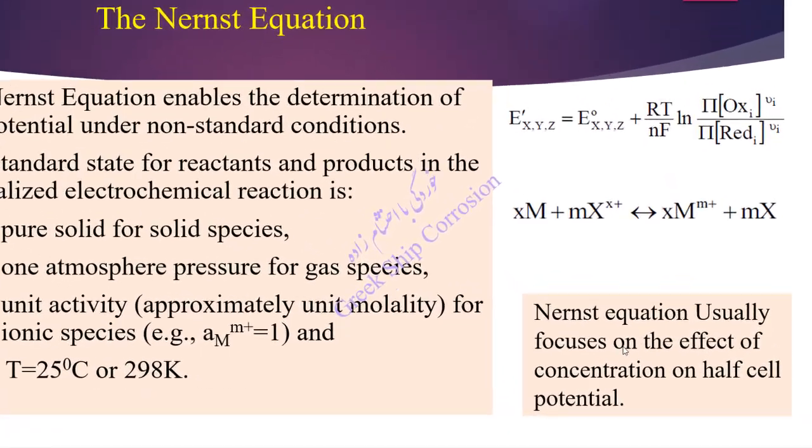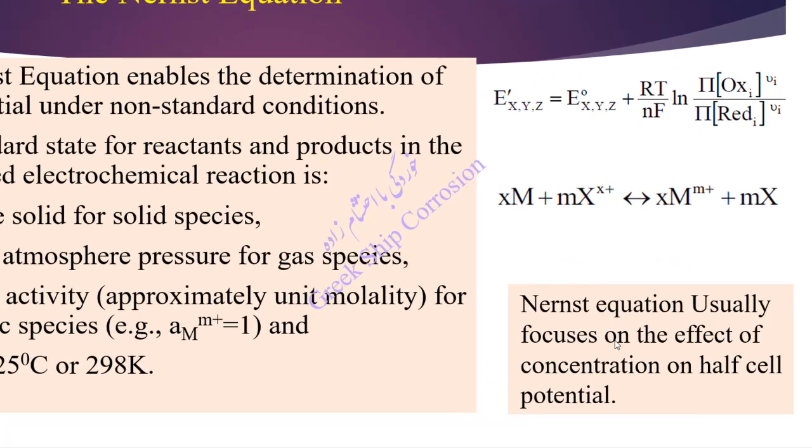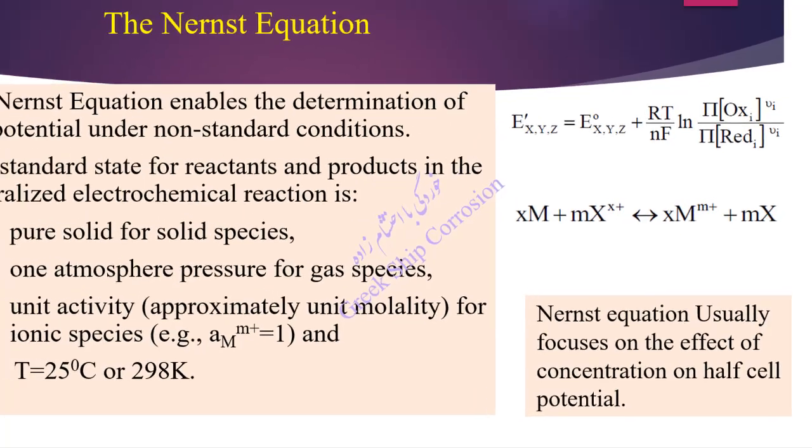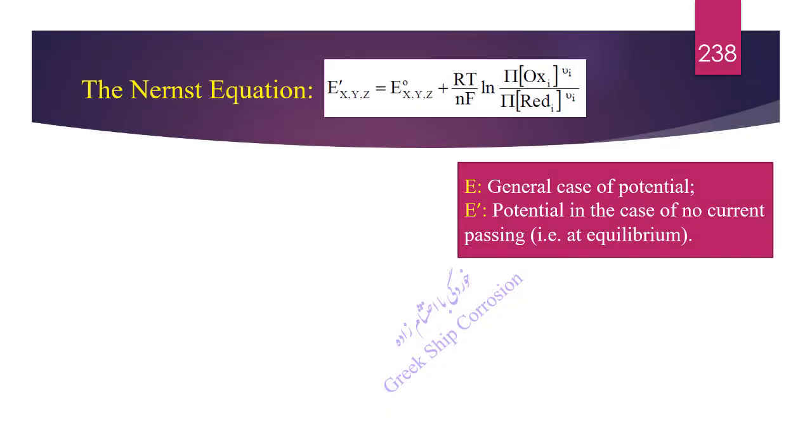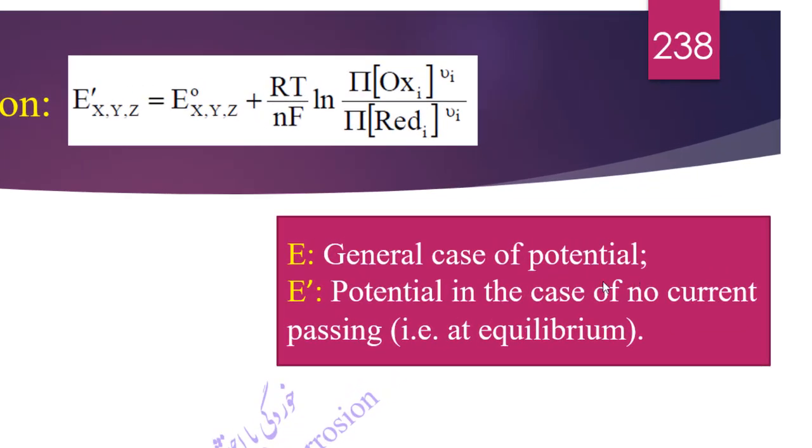The Nernst equation usually focuses on the effect of concentration on half cell potential. In our slides, E shows the general case of potential and E prime shows potential in the case of no current passing, that is, at equilibrium.